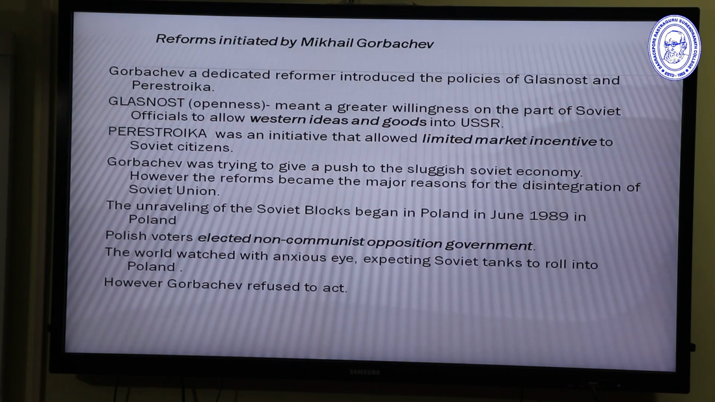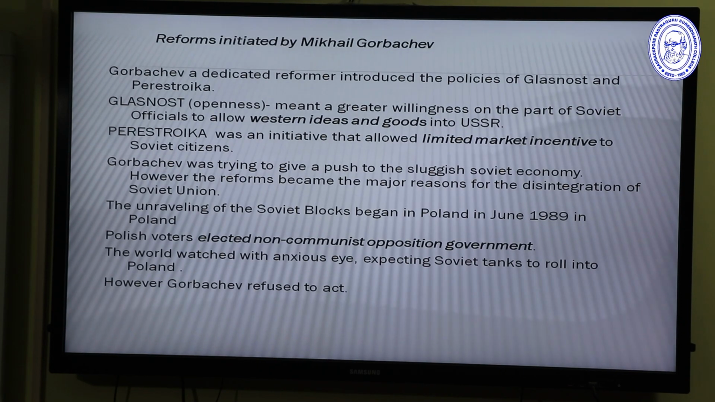Glasnost is a kind of openness. It meant a greater willingness on the part of Soviet officials to allow Western ideas and goods into the USSR. I already said that till 1985 it was a kind of iron curtain. Western ideas and goods were not allowed in the USSR, but Glasnost means a greater willingness on the part of Soviet officials to at least allow them. So we'll be allowing Western ideas and even goods through Glasnost.